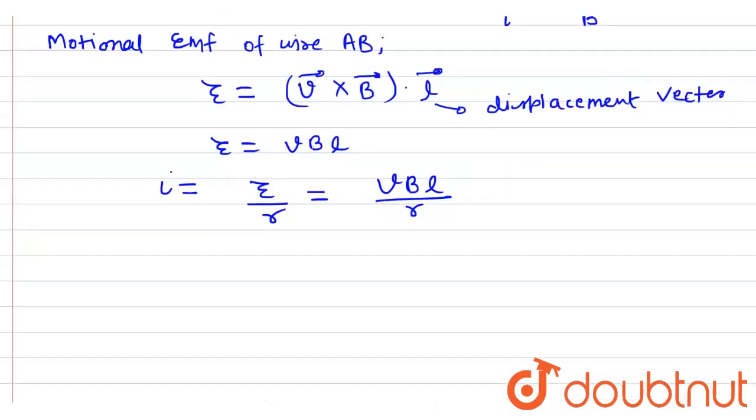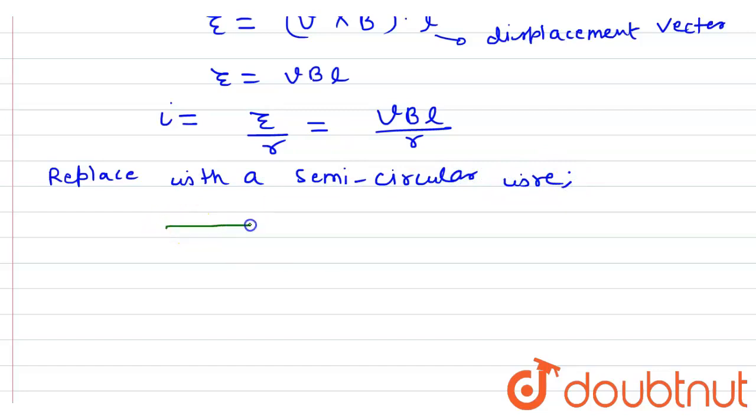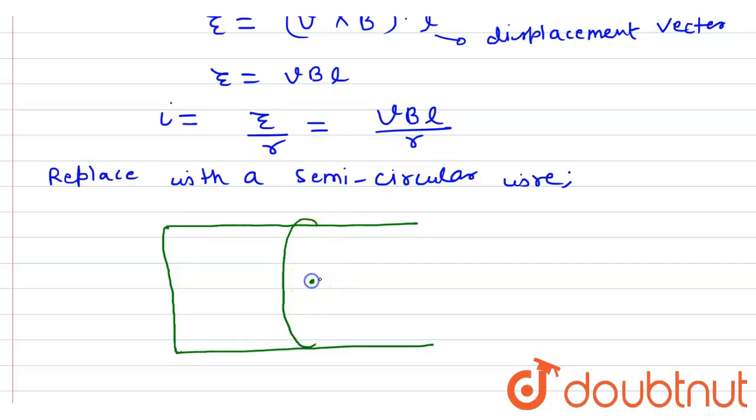Now if we replace it with a semicircular wire, providing it the same speed. Consider this is the fixed rail, connected at some points, and there is a semicircular wire. I am going to draw the semicircular wire like this, considering the length between the rails is L, its radius is capital R, and its resistance is R ohm. There is also a magnetic field perpendicular to the plane, and it is also moving with velocity v.